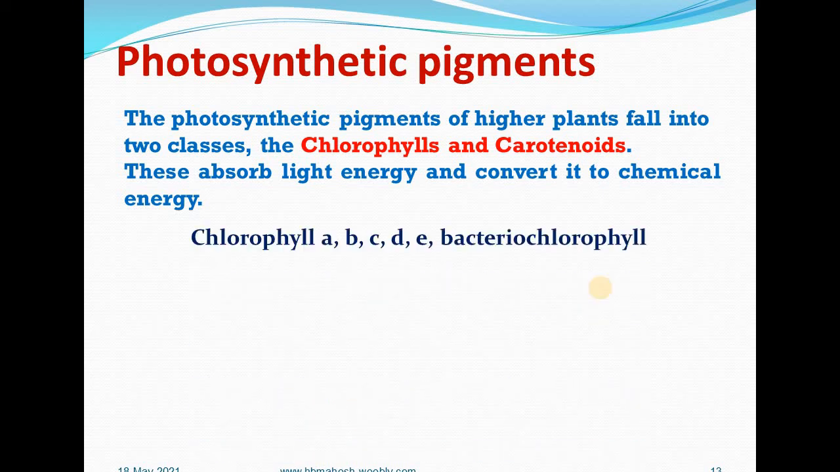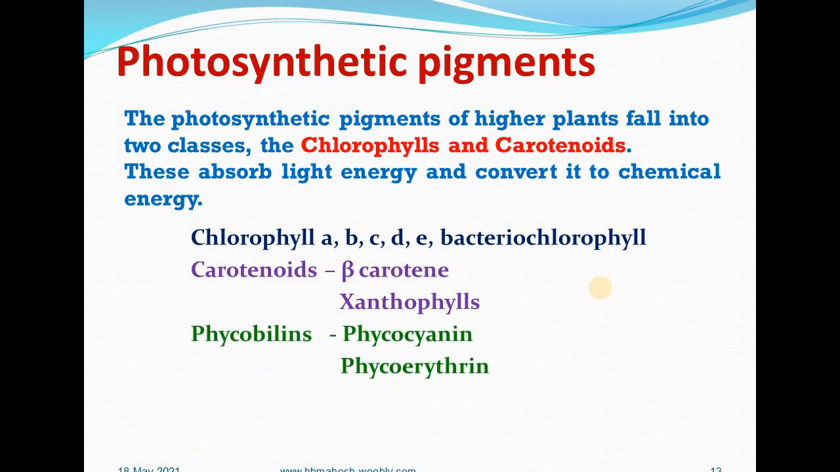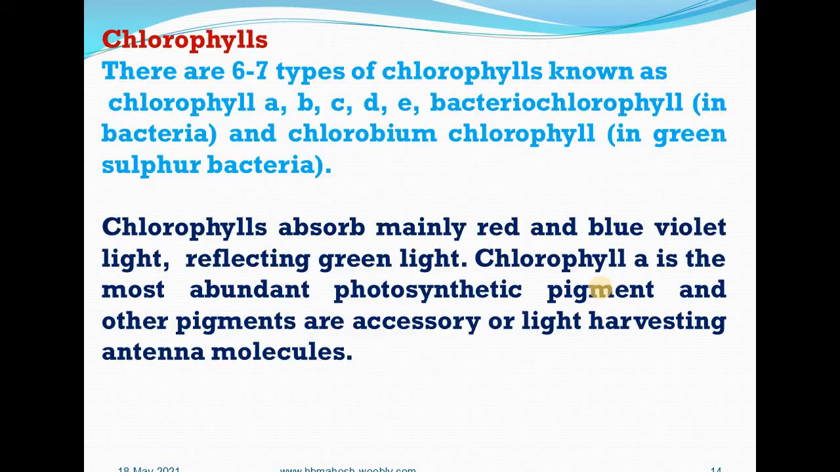In case of chlorophylls, there are 5 to 7 types: chlorophyll A, chlorophyll B, chlorophyll C, chlorophyll D, chlorophyll E, bacteriochlorophyll, bacterioviridin, and so on. In carotenoids, basically two types: one is beta carotene, another one is xanthophyll. Some more photosynthetic pigments are called phycobilins. Phycocyanin is a blue pigment. Phycoerythrin is a red pigment.